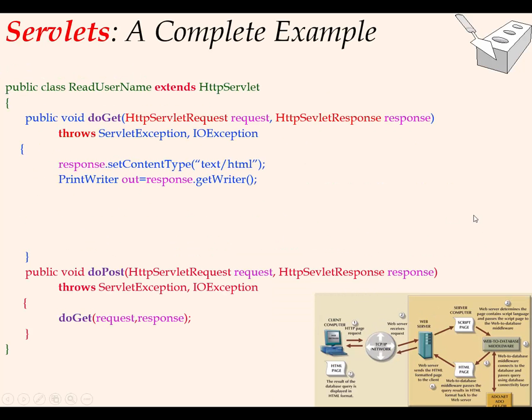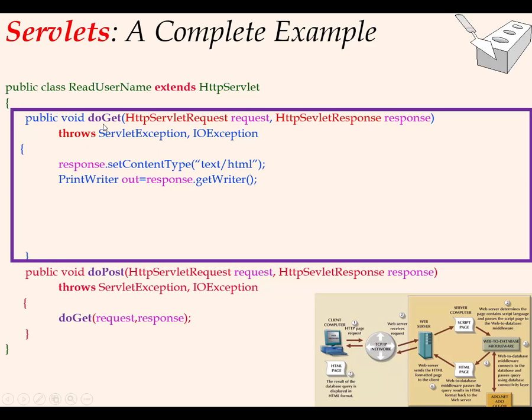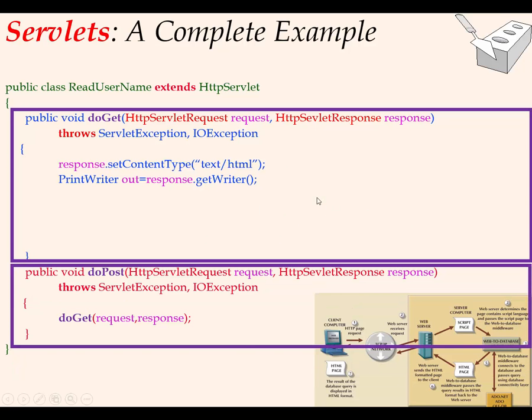So this is an example of servlets. So this is doGet, and it takes two parameters. One is the request, the other one is the response. This method doGet throws a servlet exception or IO exception. So the get writer, and now remember doPost is going to invoke doGet, so this is the doGet.